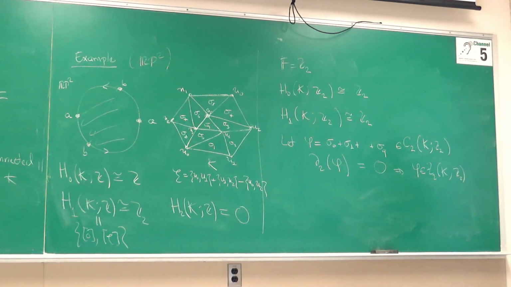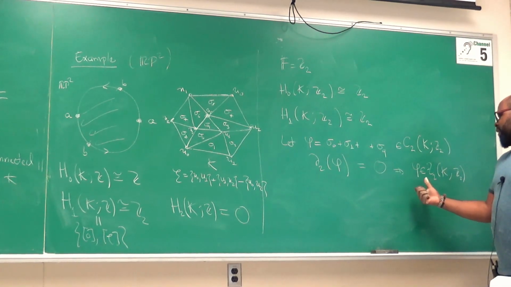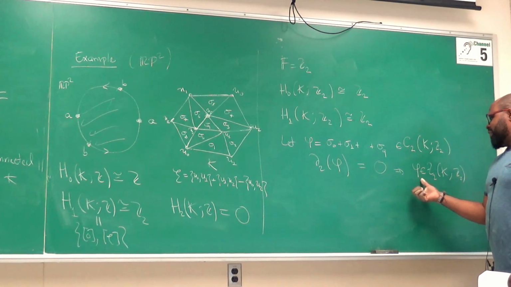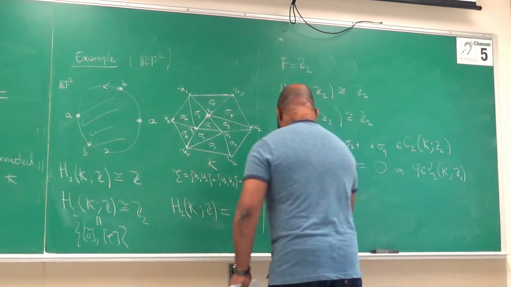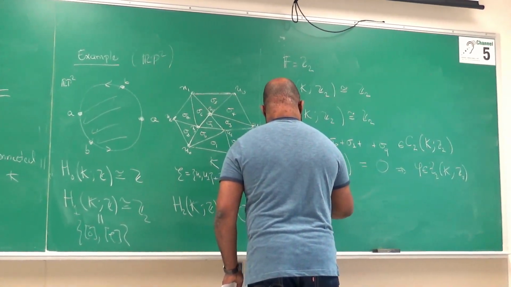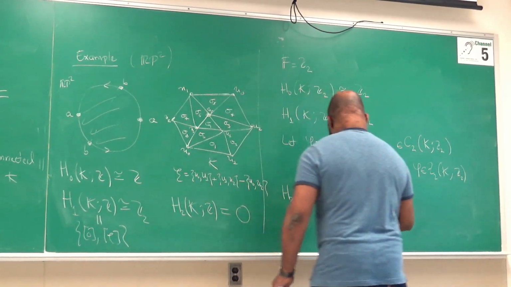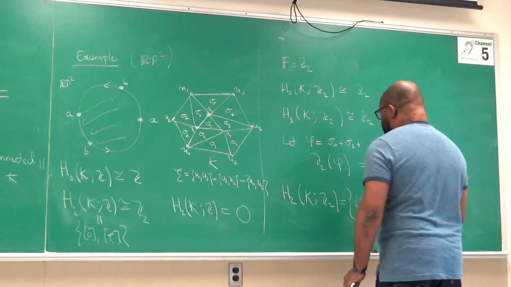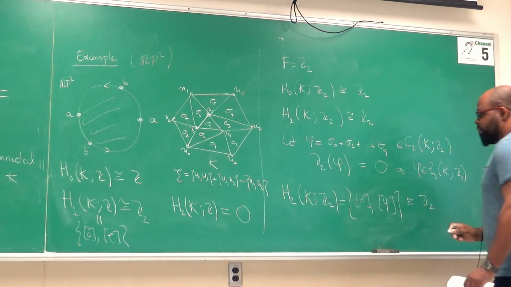And since there are no 3 simplices, one can show that this is the only class that gives you homology. In other words, H2 of K with coefficients in Z mod 2 is actually the class of 0 and the class of phi, which is, again, Z mod 2.